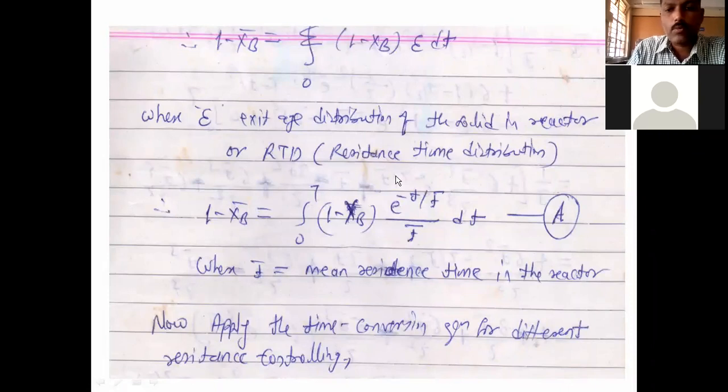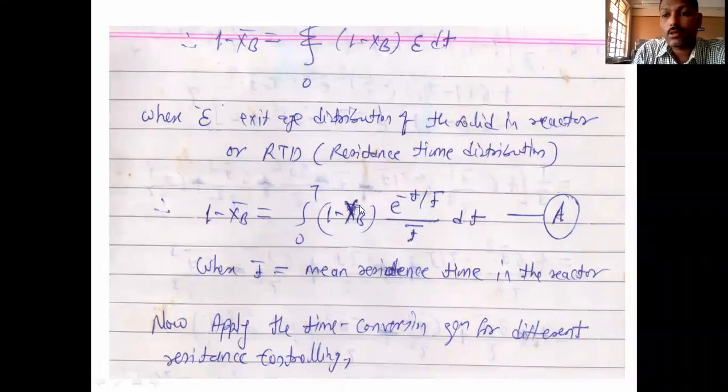Now solve this equation. How do we calculate this xB? We apply the time and conversion relation for each controlling step. So we first determine the controlling step and then apply the equation. This is the general equation, remember this, equation A: 1 minus xB bar equals the integral from 0 to tau of 1 minus xB into e raised to minus T upon T bar into dt. So apply the time conversion equation for different resistance controlling steps.